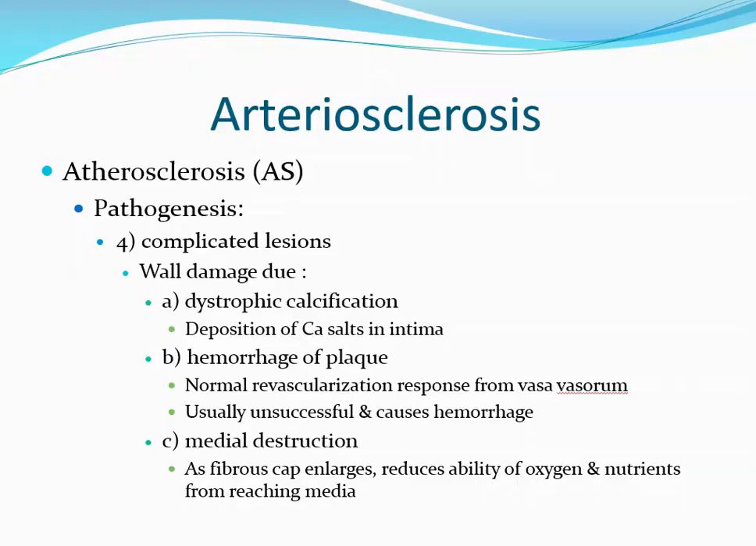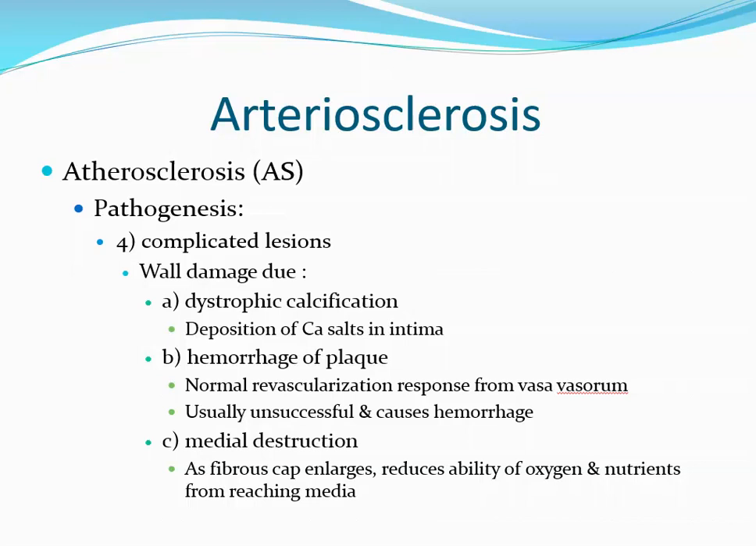Over time, these plaques can become complicated, resulting in various complicated lesions. Wall damage will be seen. The damage to the wall could be due to dystrophic calcification, which is deposits of calcium salts in the tunica media. You could also see hemorrhaging of the plaque.